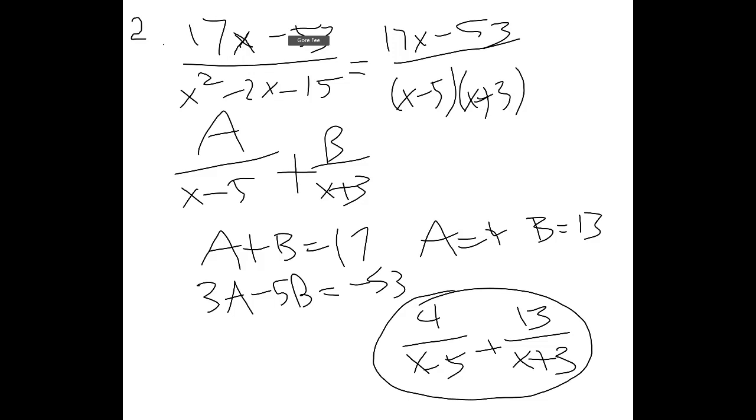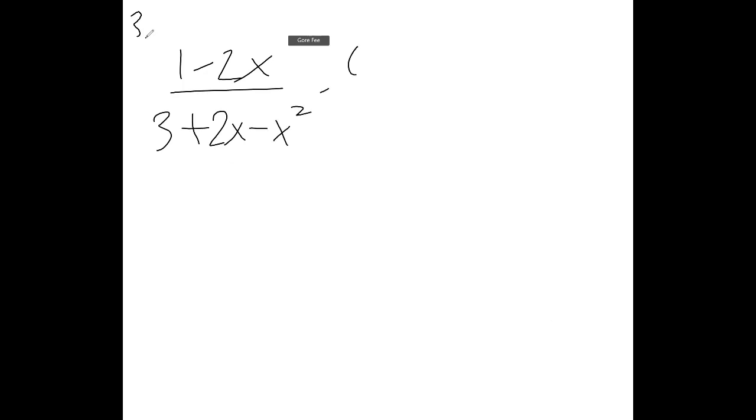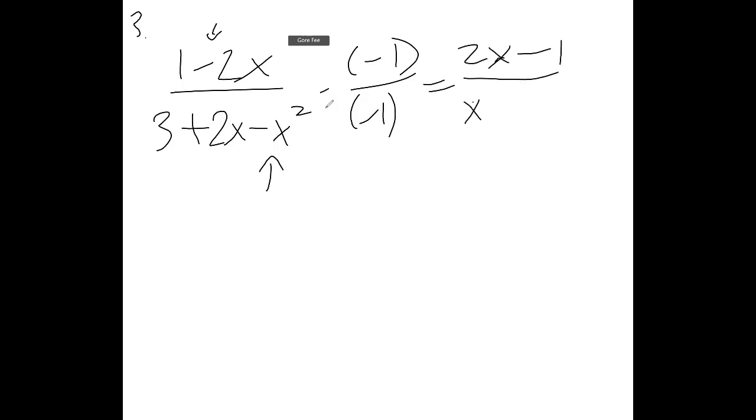Okay, so let's look at question number 3. We have (1 - 2x) over (3 + 2x - x squared). For this problem, let's first multiply by -1 over -1. The reason is that the numerator has a negative coefficient of x, and the denominator also has a negative coefficient of x squared, right? The highest degrees are both negative. So let's multiply by -1. So this is (2x - 1) over (x squared - 2x - 3), right?